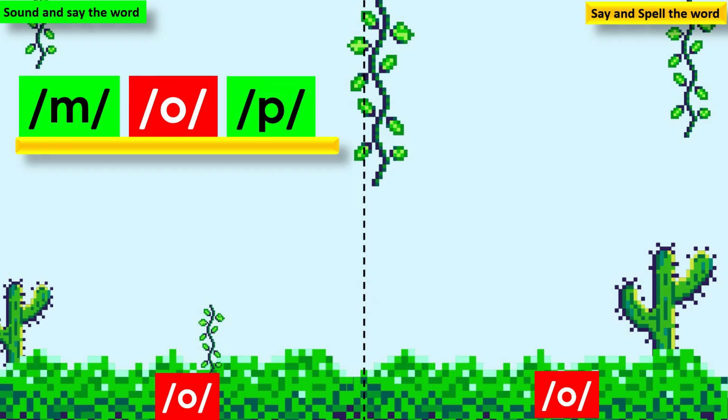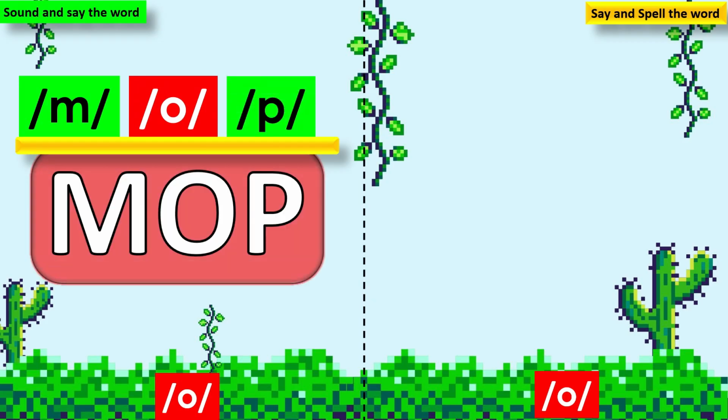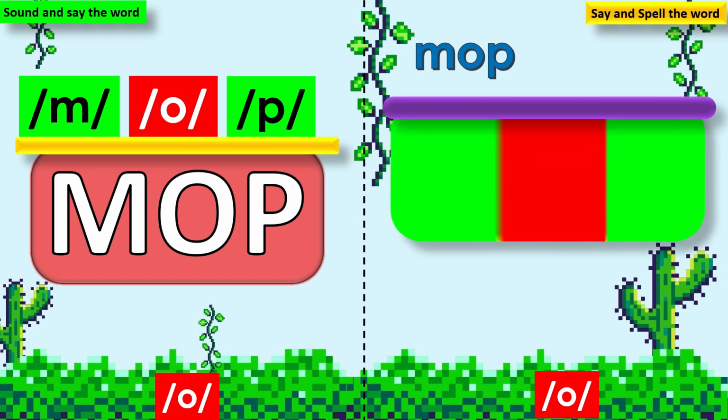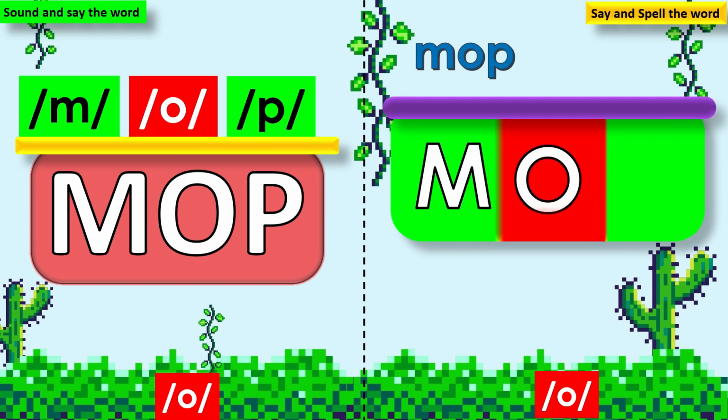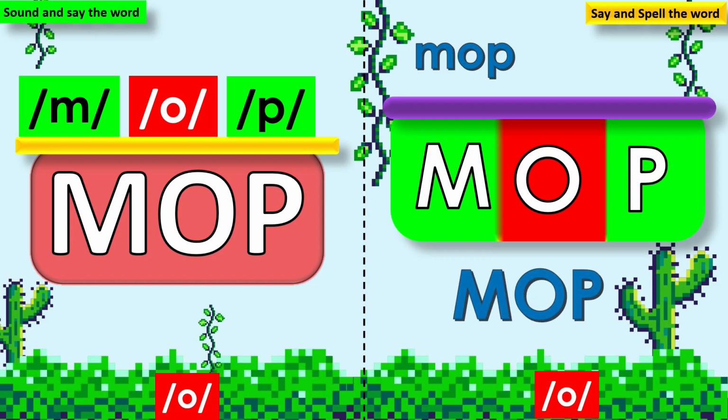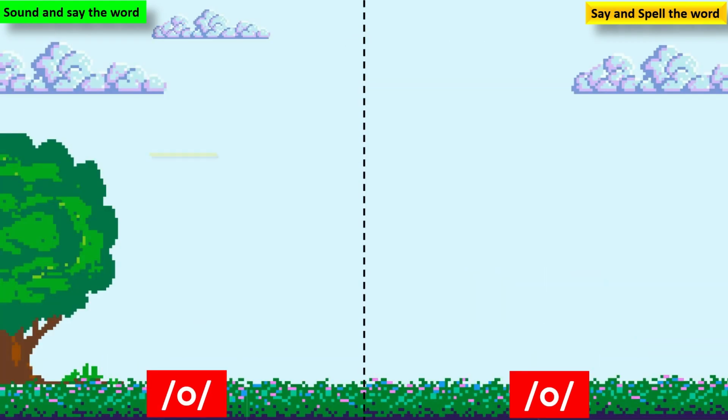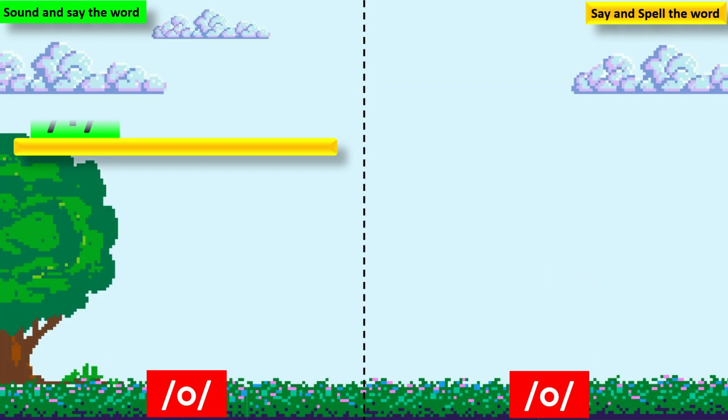M-o-p. Mop. Now let's spell the word. Mop. M-O-P. Mop. Well done! Sound the letters and say the word.